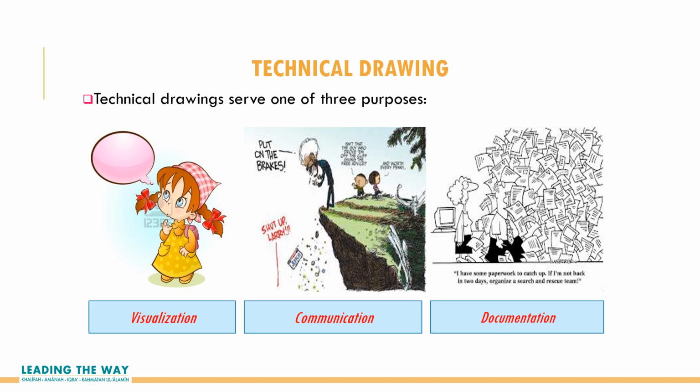And the third one will be documentation, so that it can be documented and given to other people so that they can use it. Maybe in the future they have to redo or make the object again. Then the documentation is already ready. You don't have to do the drawing again.